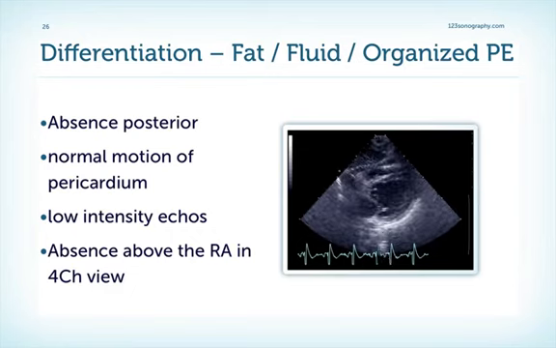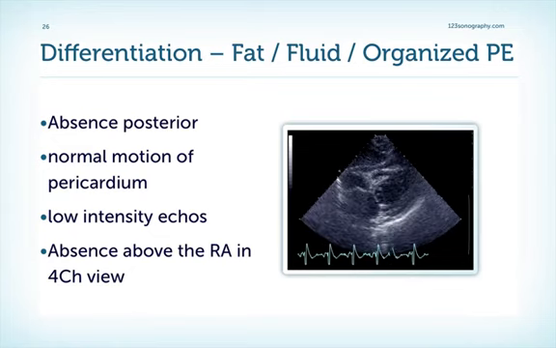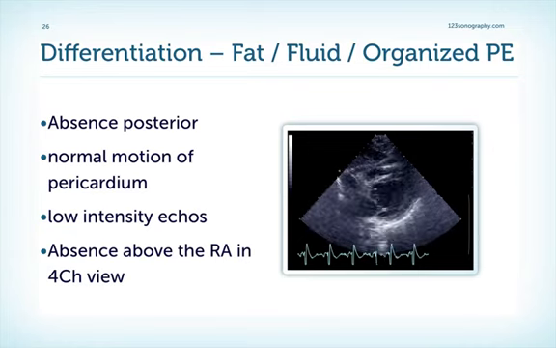What are some other ways of distinguishing epicardial fat from pericardial effusion? Epicardial fat is usually absent posteriorly. Usually we have normal motion of the pericardium. As already mentioned, in epicardial fat we have low intensity echoes, and there's absence of fat above the right atrium in the four-chamber view.